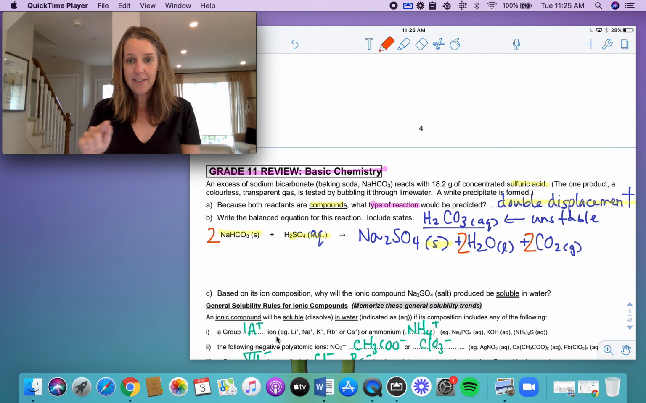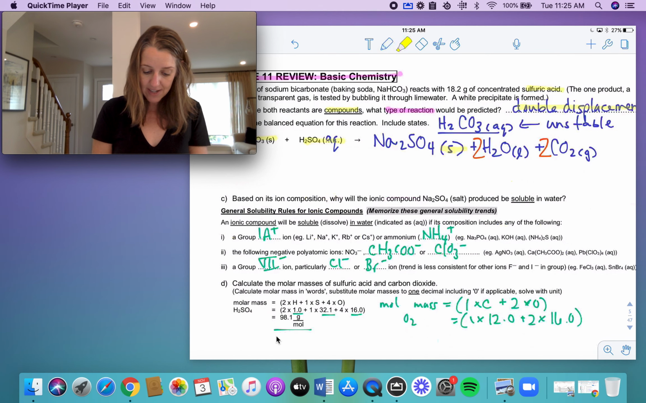Okay, I'm going to leave the unknown underneath of this equation for a second until we get to our stoichiometry. Part C. Based on its ion composition, why will the ionic compound sodium sulfate be soluble in water? Well, it's a solid in this state right here. If I add it to water, and there is water on the product side, how do I know it's going to be soluble? Well, it's going to be soluble because it has a group 1 ion, okay?